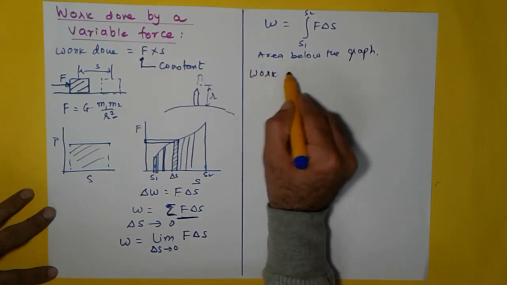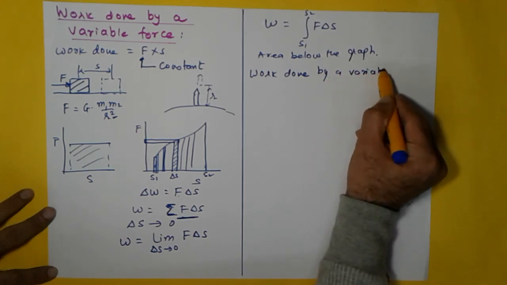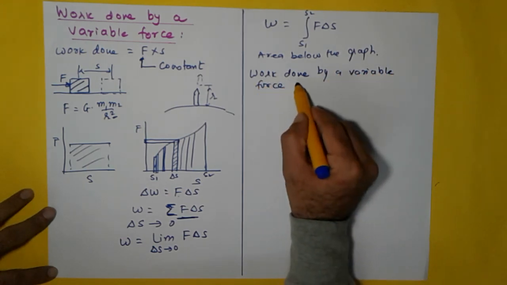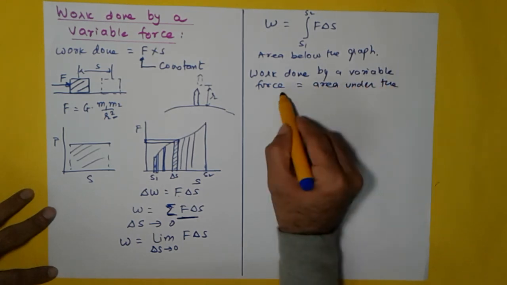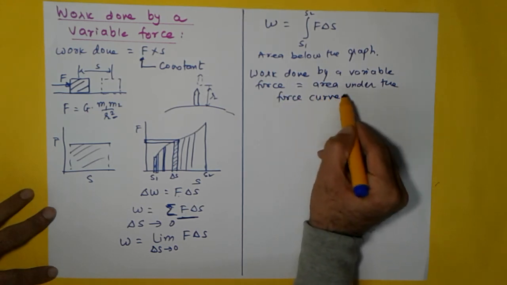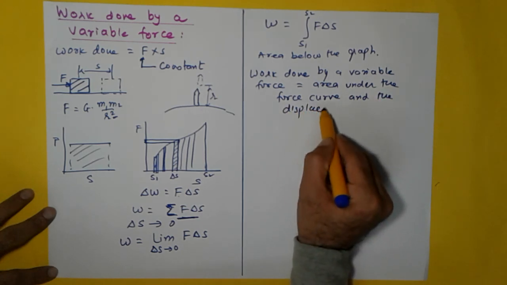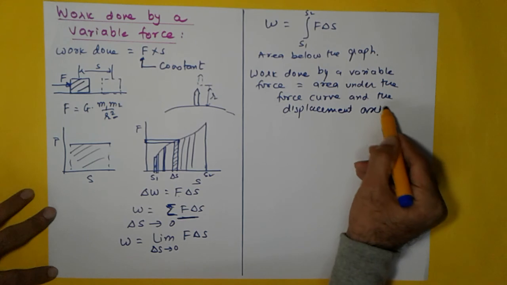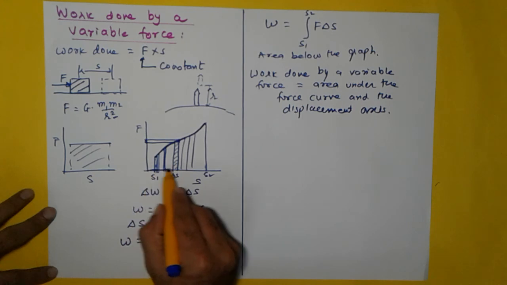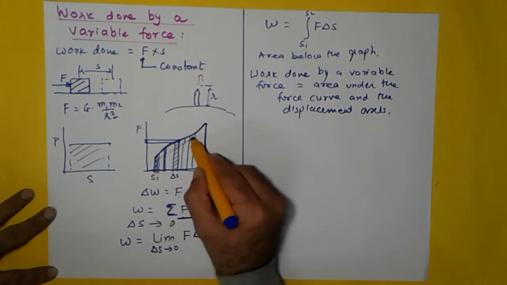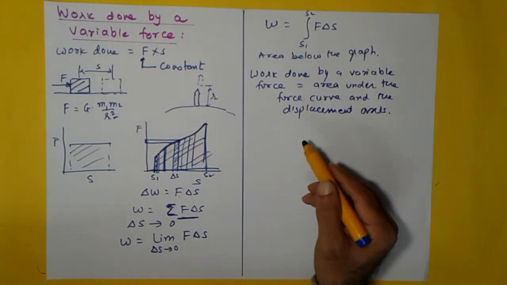Therefore, we write down: work done by a variable force is equal to the area under the force curve and the displacement axis. This is the force curve, and this is the displacement axis. The total area below this gives me the work done. So this is how we look at work done when the force is variable.